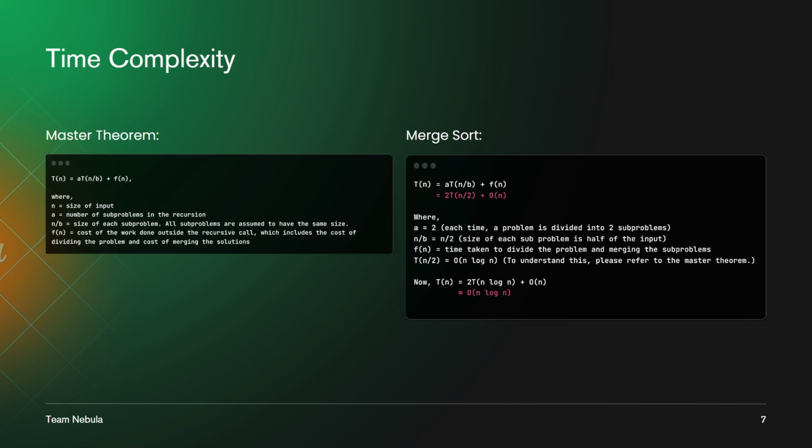Here, a equals 2, indicating that each time, a problem is divided into two subproblems. n/b equals n/2, signifying that the size of each subproblem is half of the input. f(n) represents the time taken to divide the problem and merge the subproblems. T(n/2) is O(n log n). Now, T(n) equals 2 times T(n/2) plus O(n), which is approximately O(n log n).